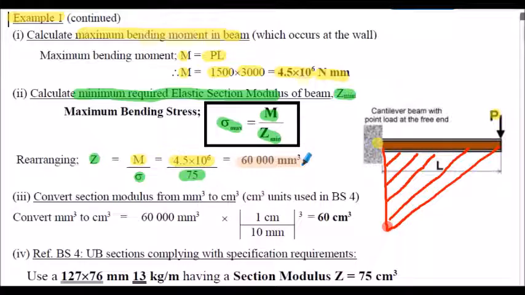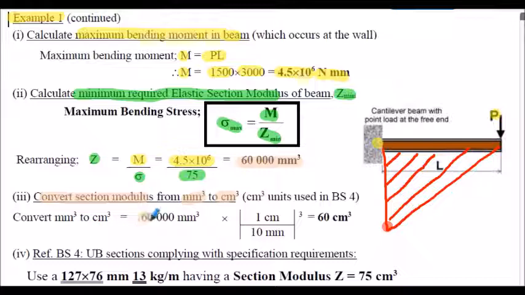What you will notice in a moment is that in our standard tables of BS4, they will actually state the section modulus in terms of centimeters cubed. So we will always need to convert from our millimeters cubed to centimeters cubed. So to convert section modulus from millimeters cubed to centimeters cubed, I'm going to use unity brackets, something we considered in a previous presentation.